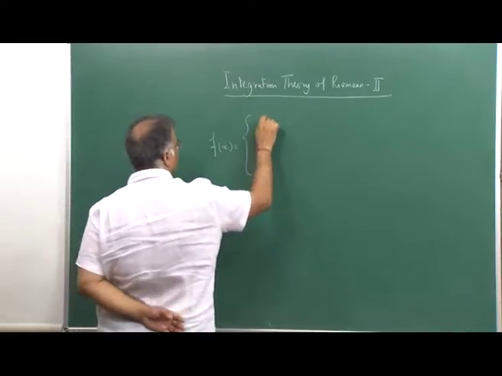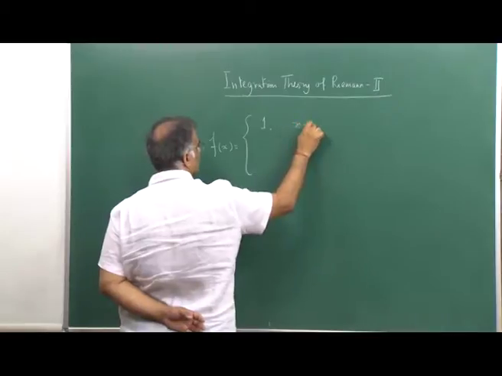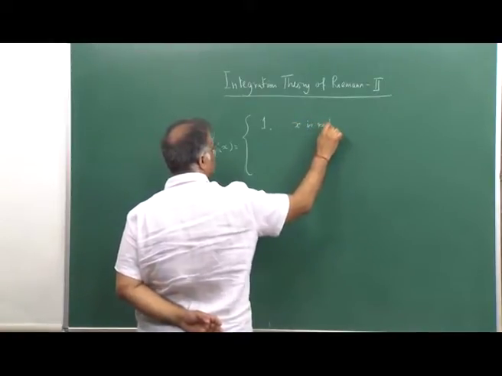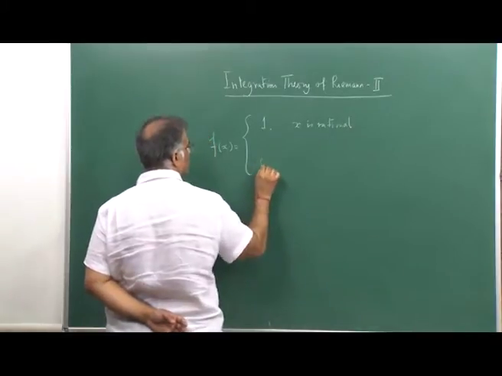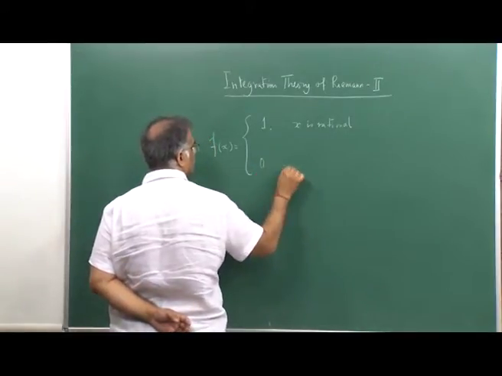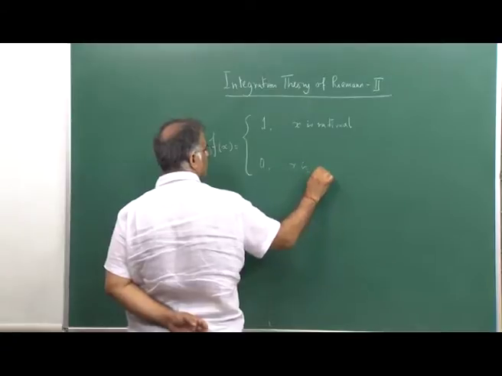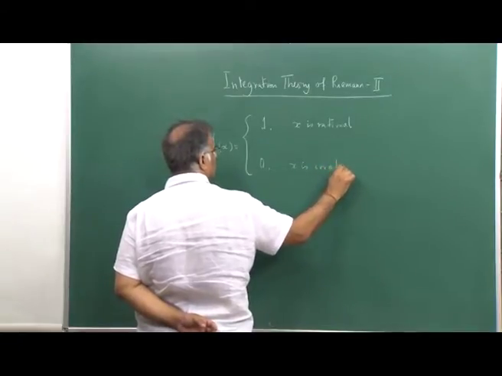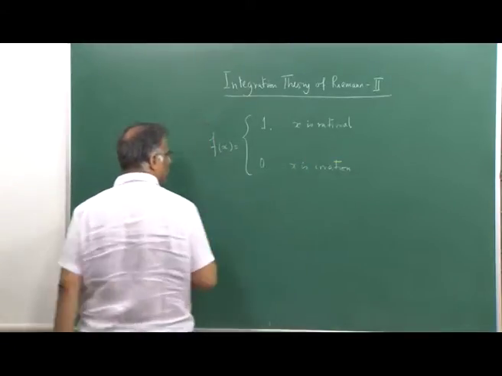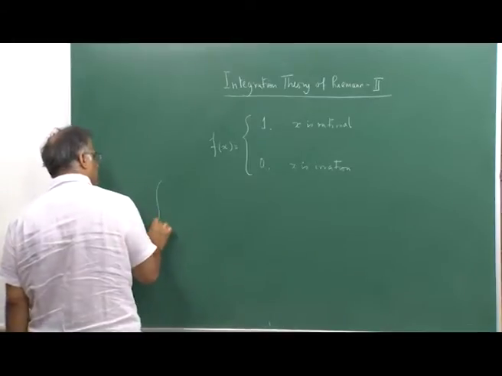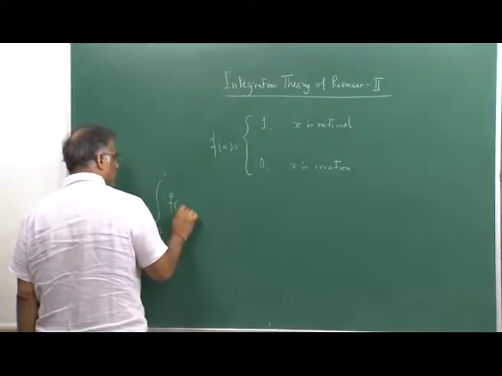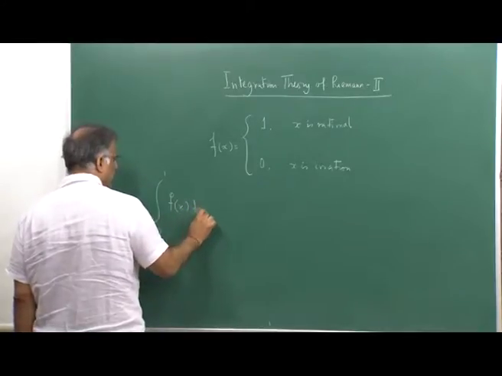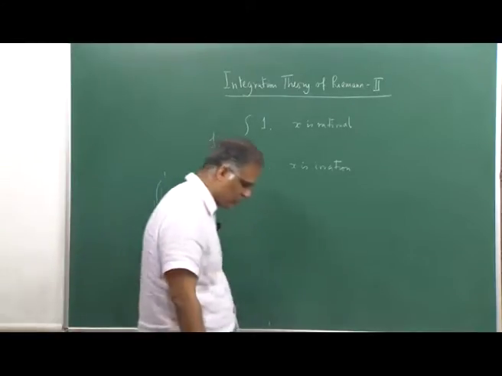f(x) is equal to 1 if x is rational, and f(x) is equal to 0 if x is irrational. Let us look at this function and assume that we want to integrate it from 0 to 1, f(x) dx. It could be any a to b, it doesn't matter. I am just putting 0 to 1.